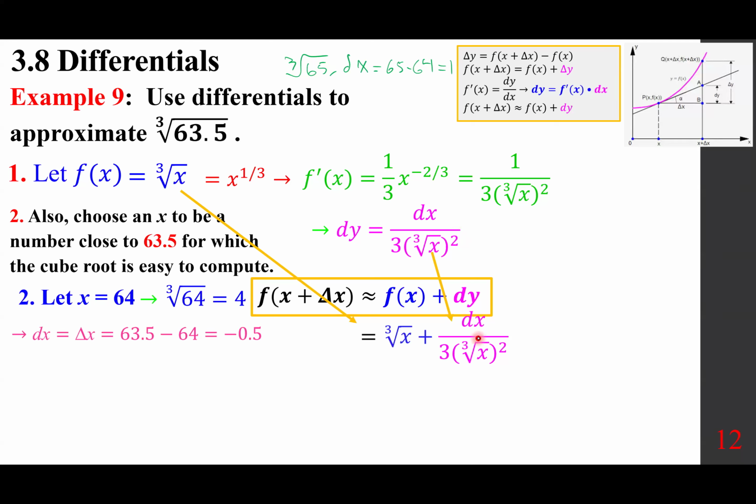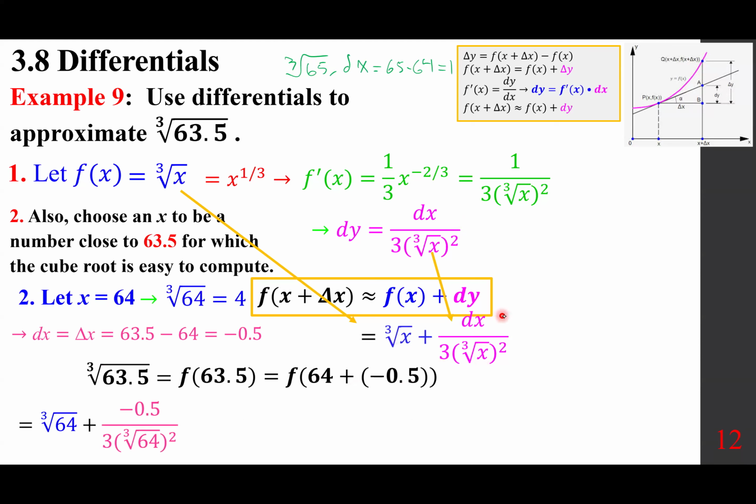Cube root of 63.5 means f of 63.5, which means f of 64 plus 0 plus negative 0.5. So replace the x with 64 here and here, and dx with minus 0.5, and evaluate it. Of course, cube root of 64, everybody knows to be 4.